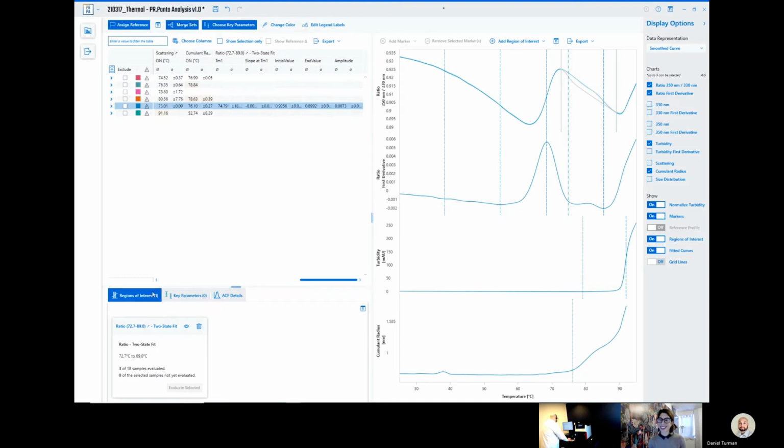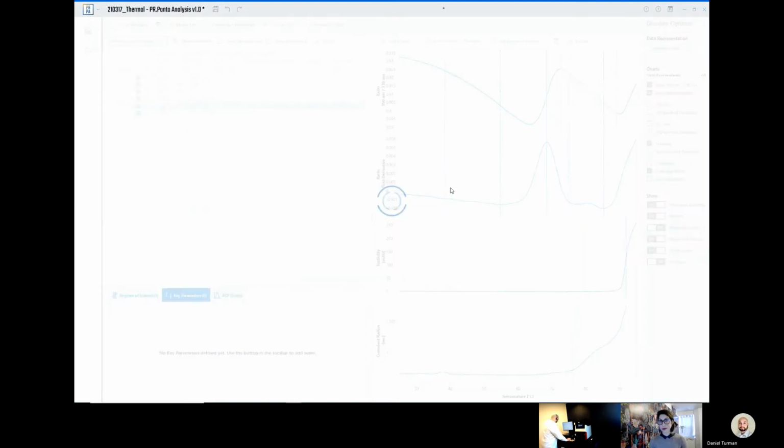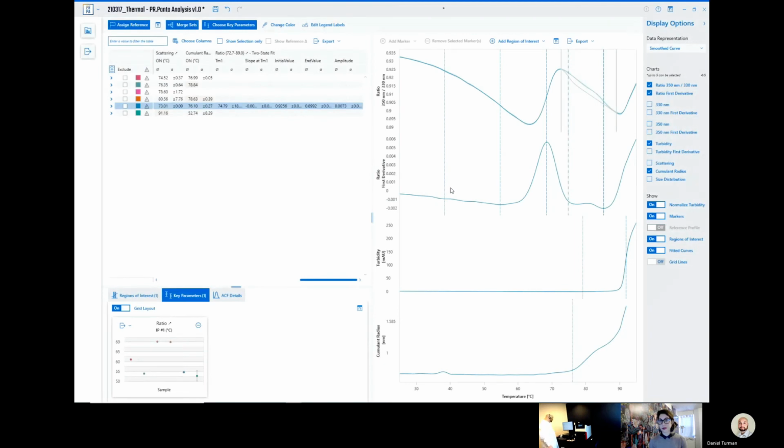Let's see here. Another really nice part of this software is key parameters. Let's say I'm interested only in the inflection point number 1, which is the first inflection point measured by the instrument. And I want to see how it tracks throughout all the samples. Select it, apply it, and you get a measurement of that here. This is really nice. So it looks like at 5 milligrams per milliliter, we have an inflection point at 61 degrees, and then at 1 milligram per milliliter, that inflection point is 54, etc.